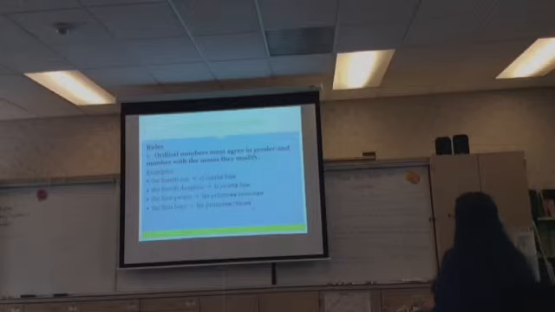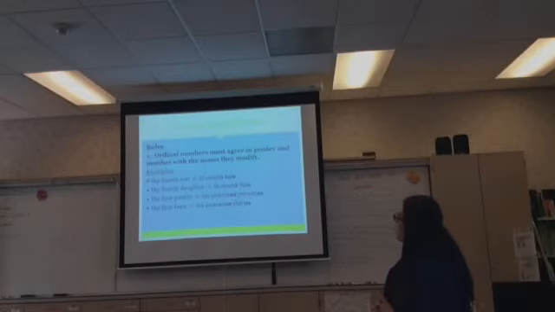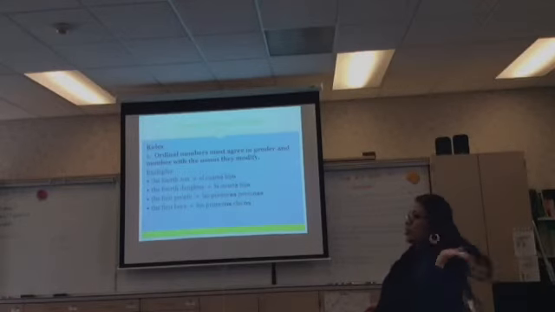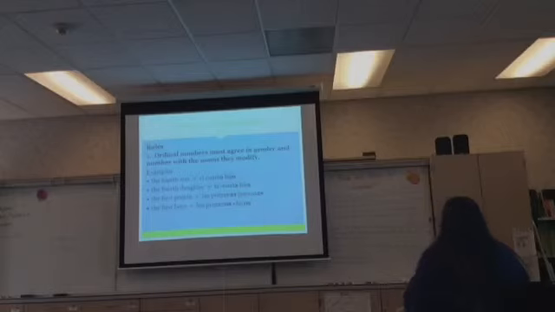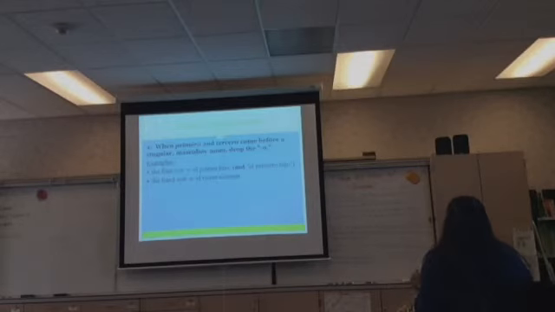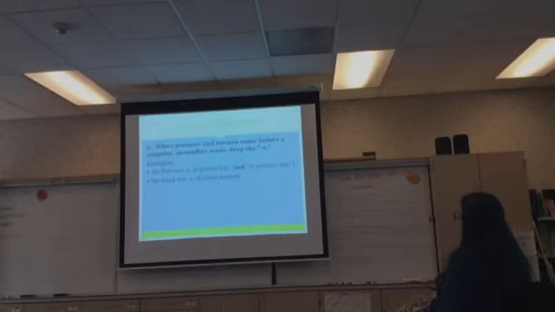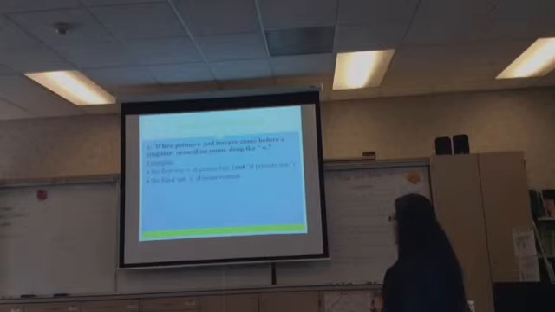Okay. So number one rule, ordinal numbers, you're going to find out as you go through the lessons, that they need to agree in gender and number. Okay, so these are some examples here. Rule number 2, when primero and tercero come before a singular masculine noun, you're going to drop the O.